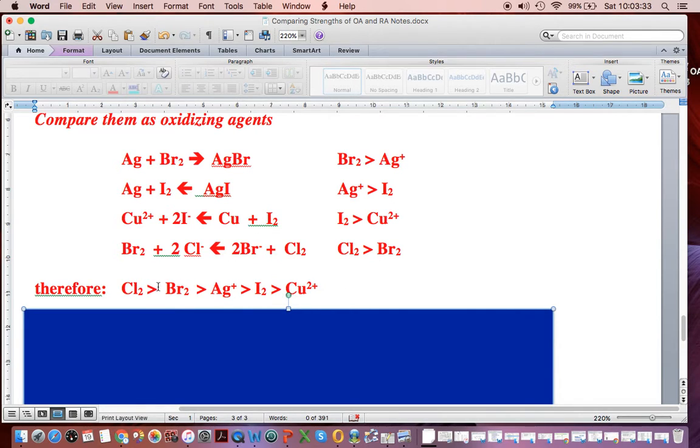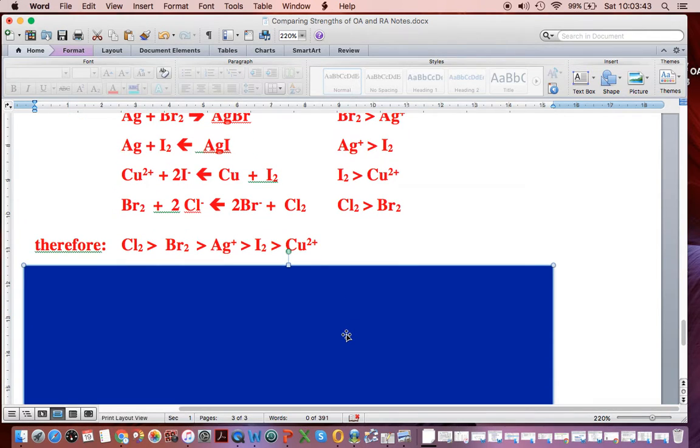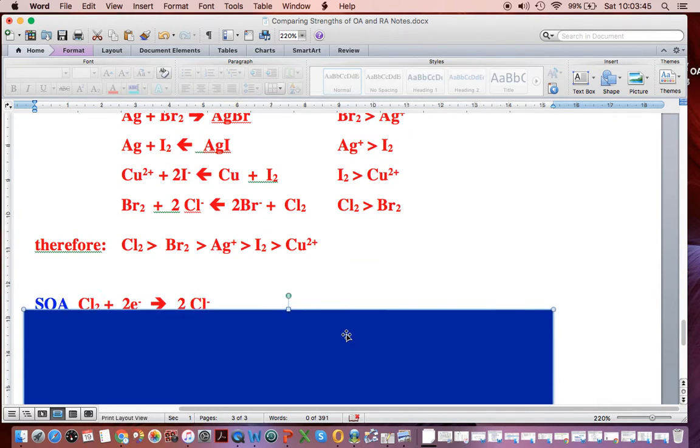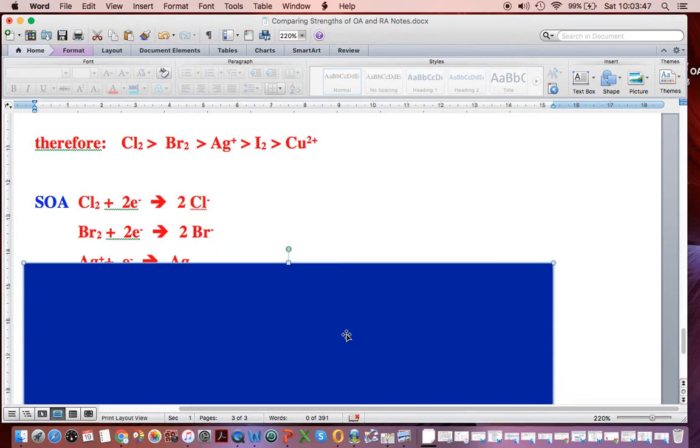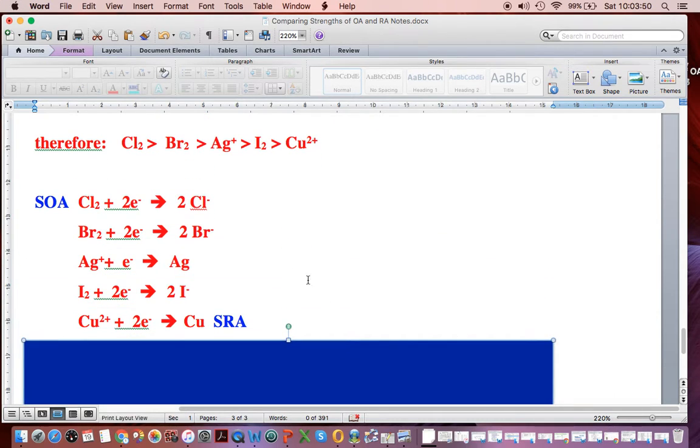And notice these you may say, oh, they don't have positive charges. Well, they're lower oxidation states than negative. Whereas the metals, we got the positives because their higher oxidation state will be positive for a metal. Once you've done that, you've got the question beat, because all you do is you write that information out in this order: Cl2, Br2, Ag+, I2, and Cu2+. Strongest oxidizing agents here, strongest reducing agents there.